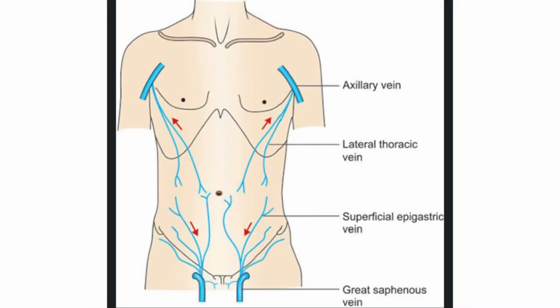Now, for the 6 deep veins, we have the superior epigastric vein and the musculophrenic vein that drain into the internal thoracic vein. Then inferiorly, we have the inferior epigastric and the deep circumflex iliac veins that drain into the external iliac vein. Then we have the posterior intercostal veins that drain into the azygos vein, and the lumbar veins that drain into the inferior vena cava.